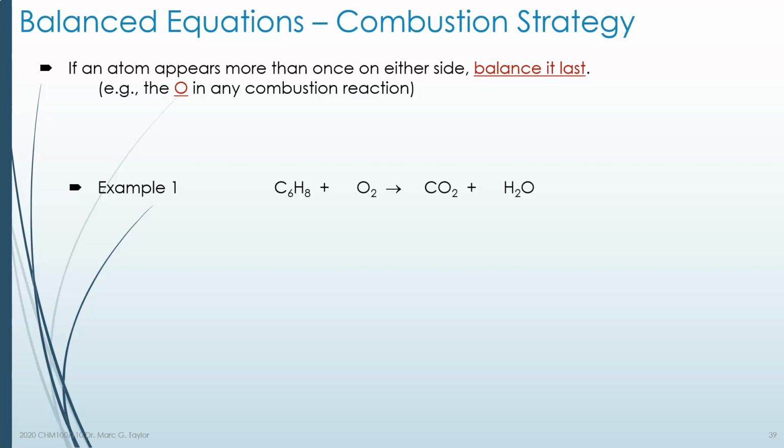You balance those first. The hydrogen's slightly harder. You could do that one first, and the carbon second, and then oxygen last. But it really doesn't matter if you do the carbon or the hydrogen first. They're equally easy to do. So here's a molecule, C6H8, and we're reacting it with O2 gas, always to make CO2 and water.